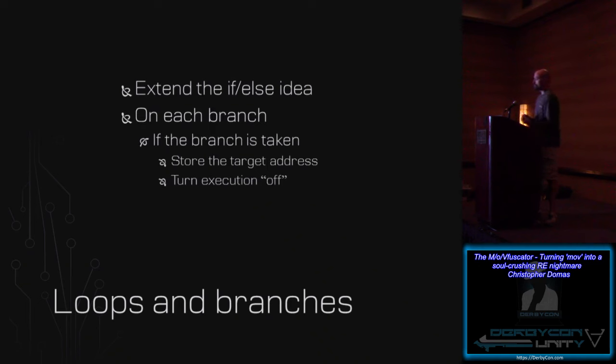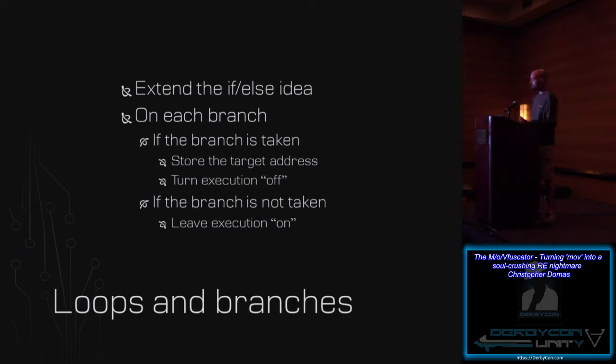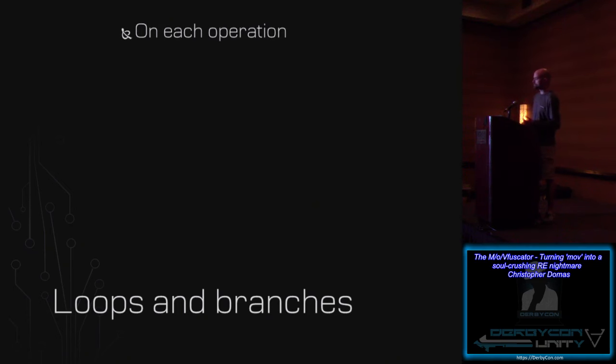Basically, what we're going to do to implement branches is, anytime we want to branch, if that branch is supposed to be taken, then we store the target address, the address of the location we're branching to, and we turn execution off. By turning execution off, I mean we switch over all of our selector pointers to point to dummy data, so the program can continue executing, but it's going to operate on a scratch system state. On the other hand, if the branch is not taken, then we just leave execution on so that the system continues executing on a real system state.